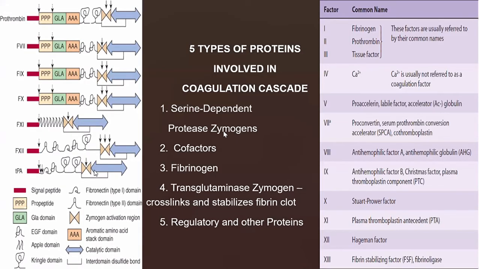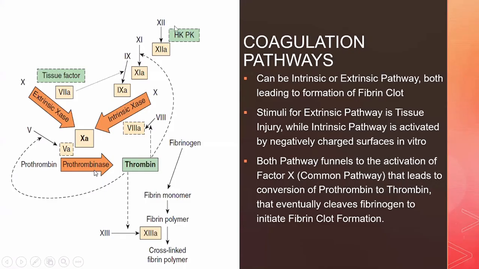Then on your right, their names. Some profs are power tripping. Instead of 1, 2, 3, 4, 5, 6, 7, 8, 9, 10, 12, 13, they will call it Hageman factor, Stuart-Prower. There's even a Christmas factor. But anyways, don't worry about those other names. All I want you to memorize is this one.